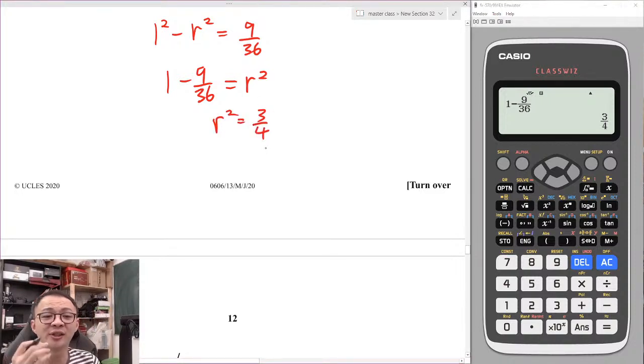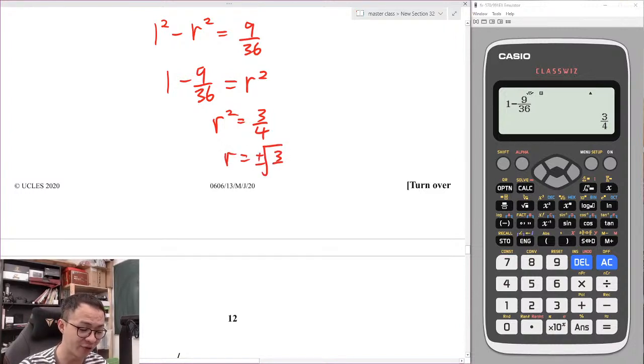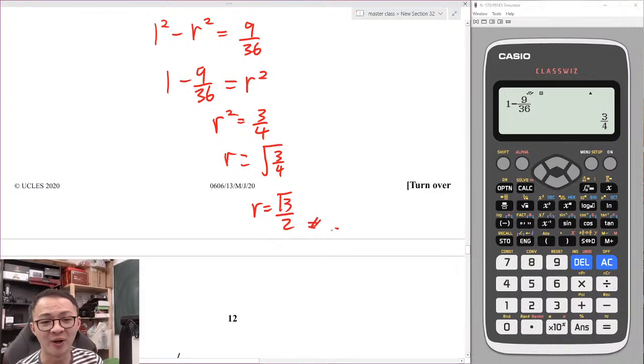But because they tell you the terms are positive, right? Because later you square root, normally you have positive and negative root of 3 over 4. But because the terms are positive here, you will only take the positive value. Normally I will just simplify the bottom: it is square root 3 over 2. We only want the positive value here.